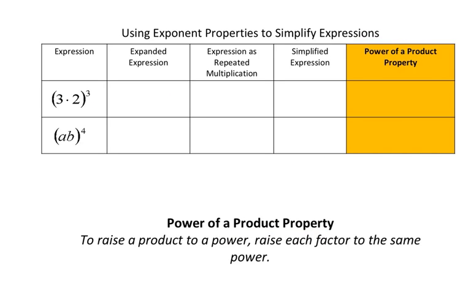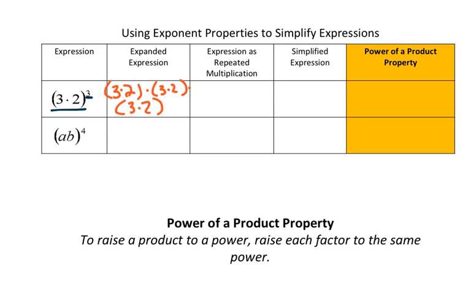All right, so the next property deals with numbers and letters that are inside parentheses. All right, so we're going to take these multiplication numbers inside the parentheses and we're going to expand them. So it says 3 times 2 to the 3rd power. Well, this is what it looks like expanded. That's 3 times 2 times 3 times 2 times 3 times 2.